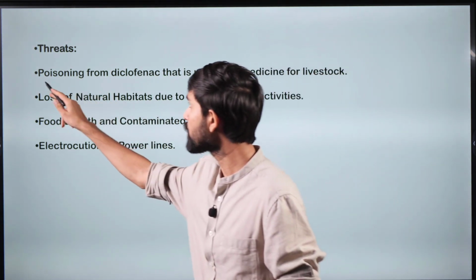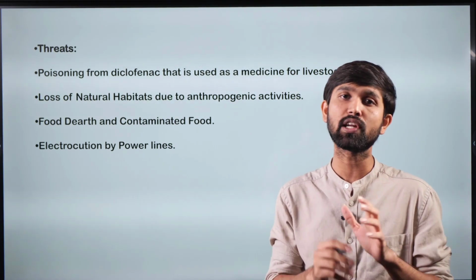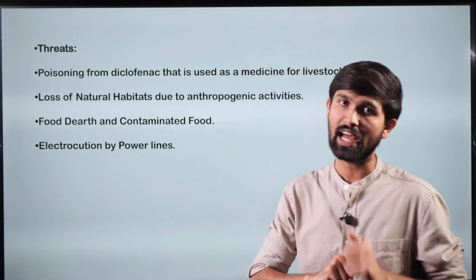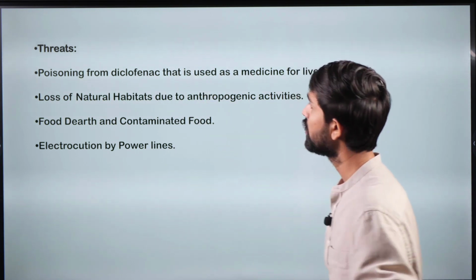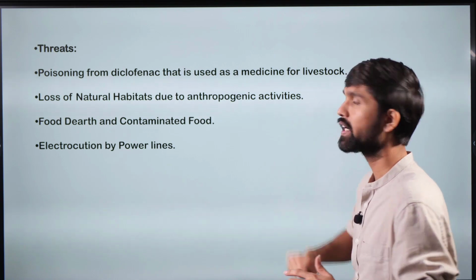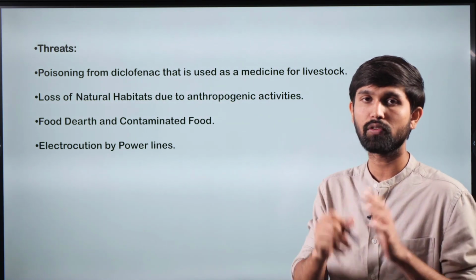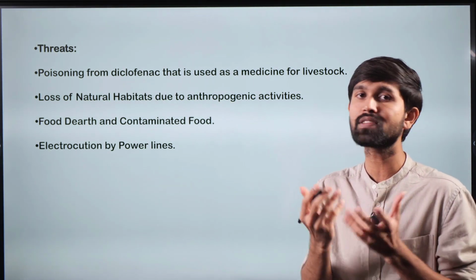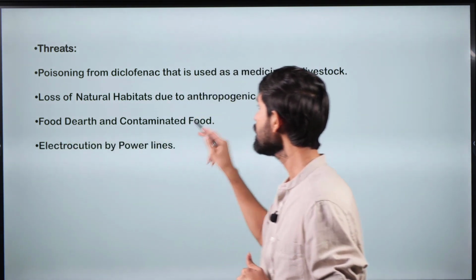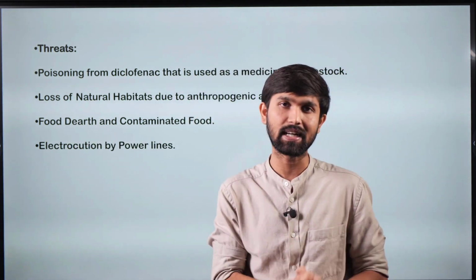And that is why poisoning from the diclofenac became a major issue, and now the Indian government has banned the use of diclofenac in animals. So this became a major threat. Then loss of the natural habitats due to anthropogenic activities also resulted in lessening of their population, because they don't have much area to cover and live. Then dearth of food, and if there is food, it is contaminated.